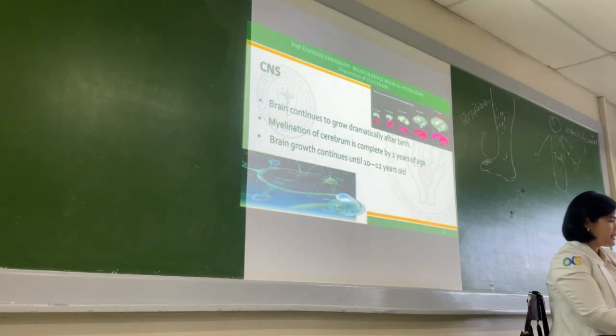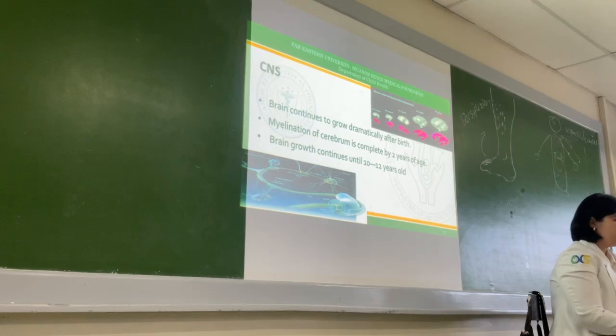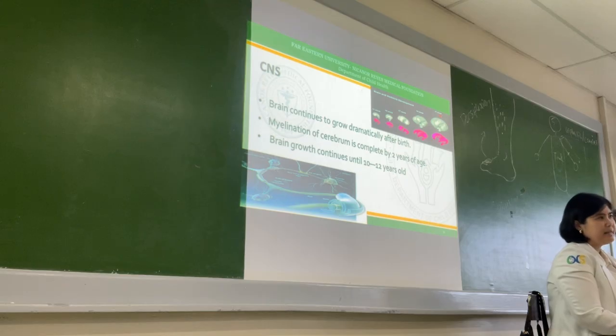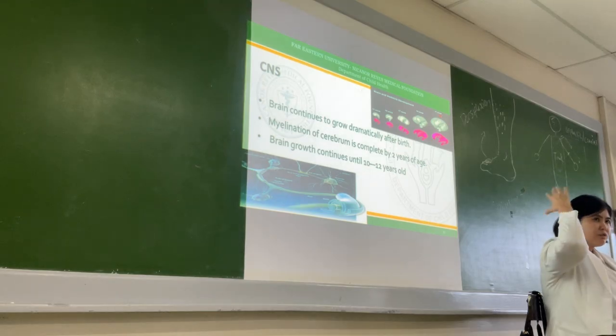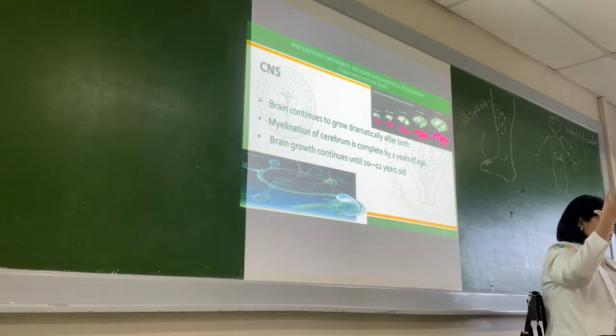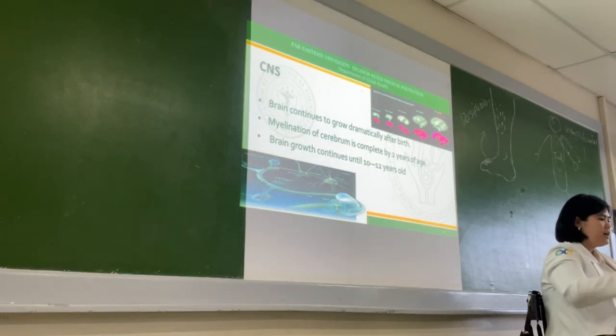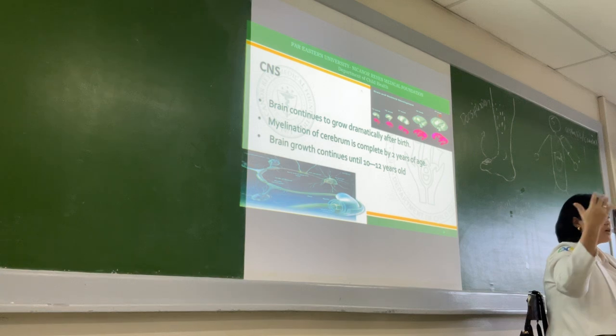So how about the CNS? The brain and neural tissue growth completes physical development early, but the brain continues to grow dramatically after birth. Because of myelination, the myelin that covers your brain continues to cover the brain from birth up until you are in your 20s.